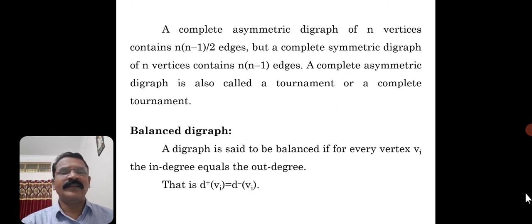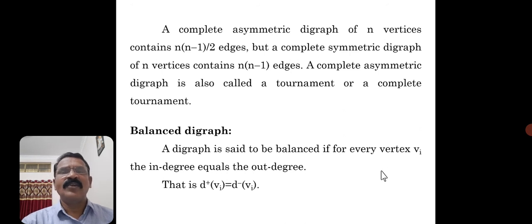A complete asymmetric digraph is also called a tournament or a complete tournament. What that is, we will see in detail later on. So these are the two complete digraphs, and that is the difference between asymmetric and symmetric.